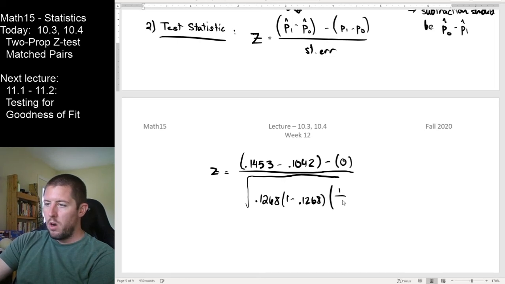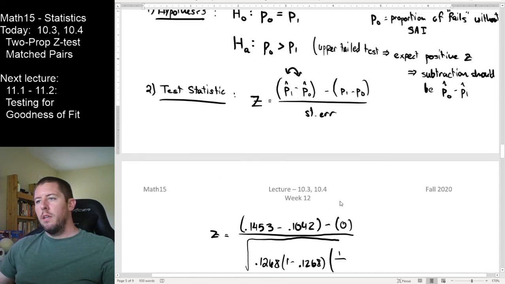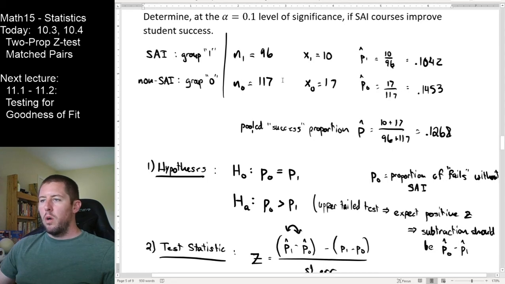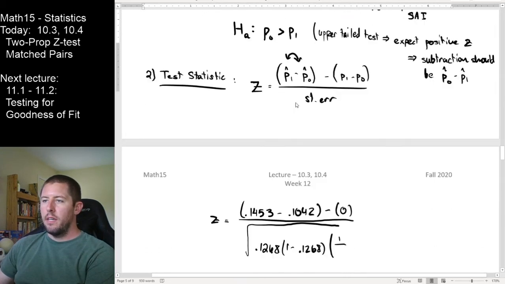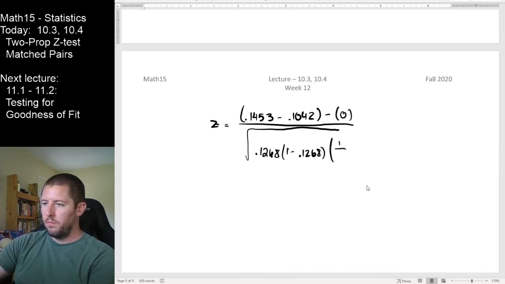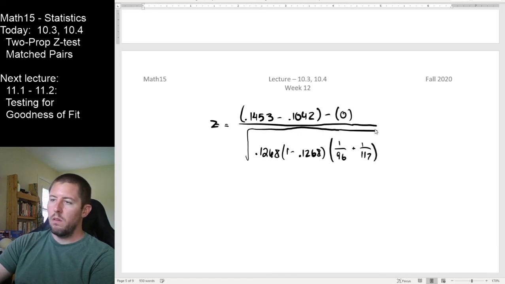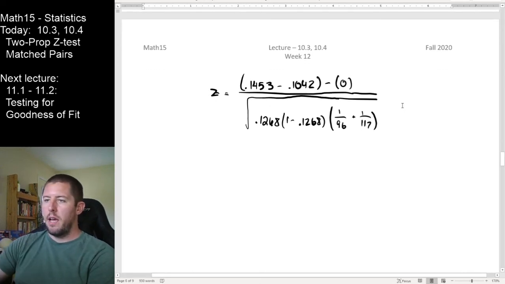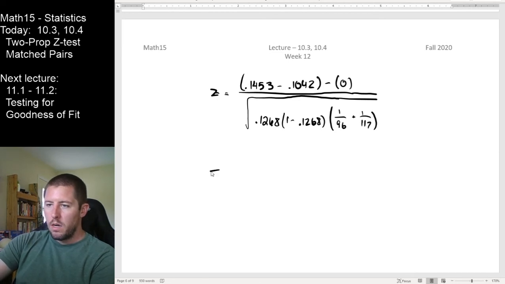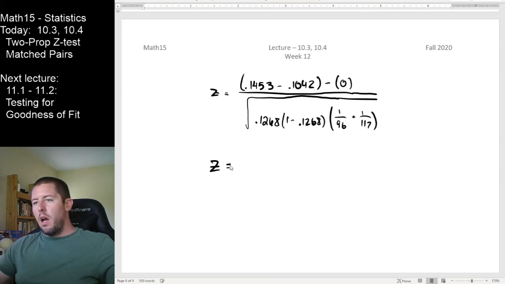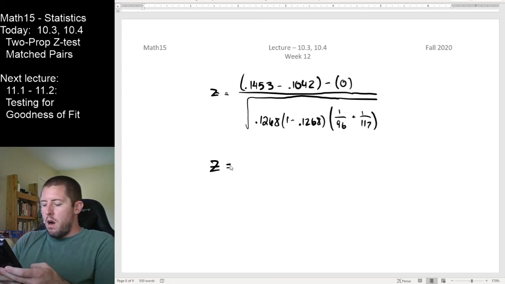Times 1 over the first sample size. And our sample sizes were, let's see, 96 and 117. All right, so let's go hit our calculator for this guy and compute our z-score, our test statistic here. Our test statistic is a z-score in this case. We'll always do z stuff for our proportions.